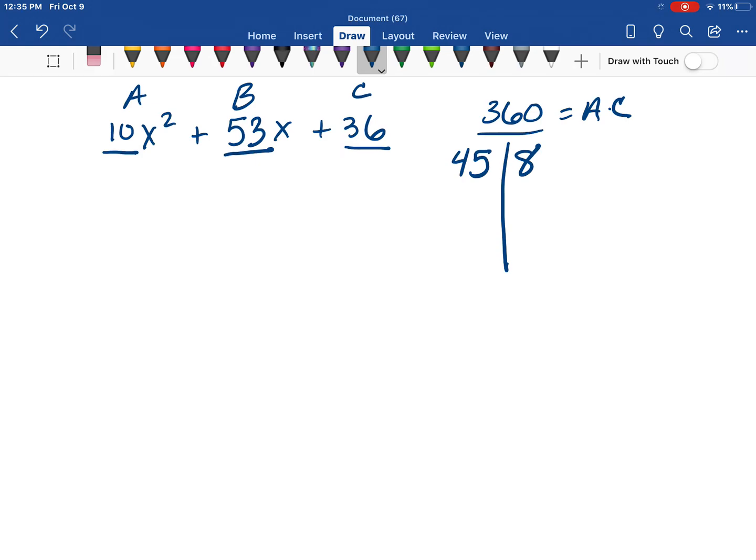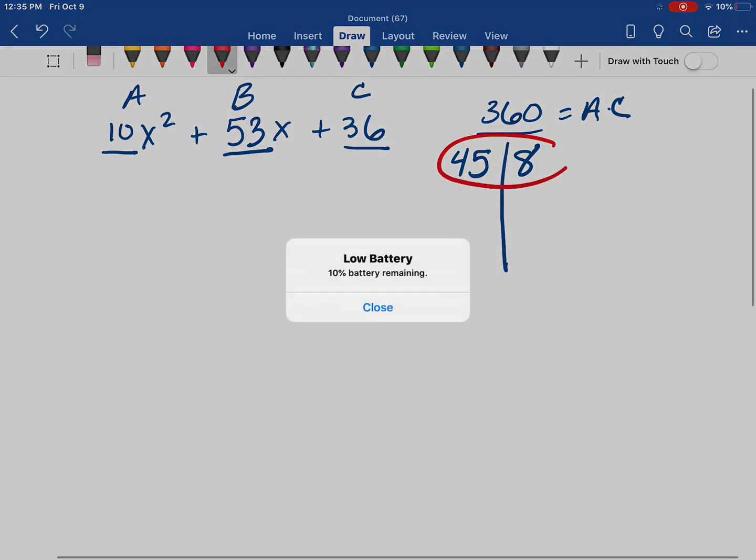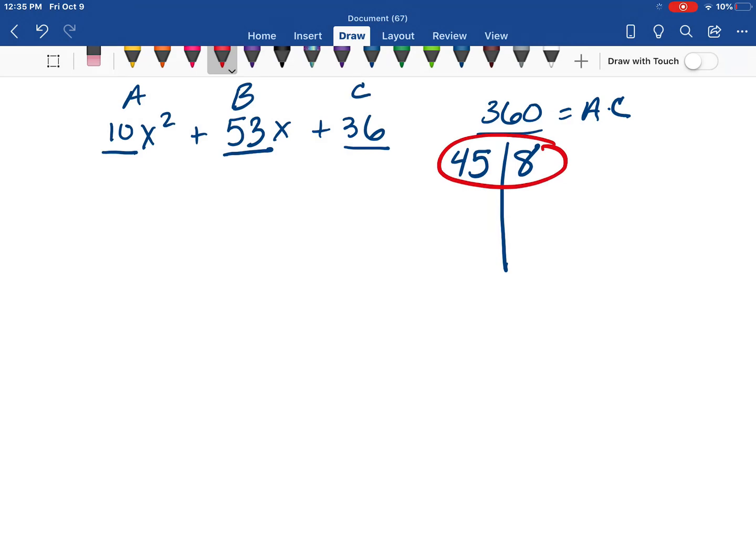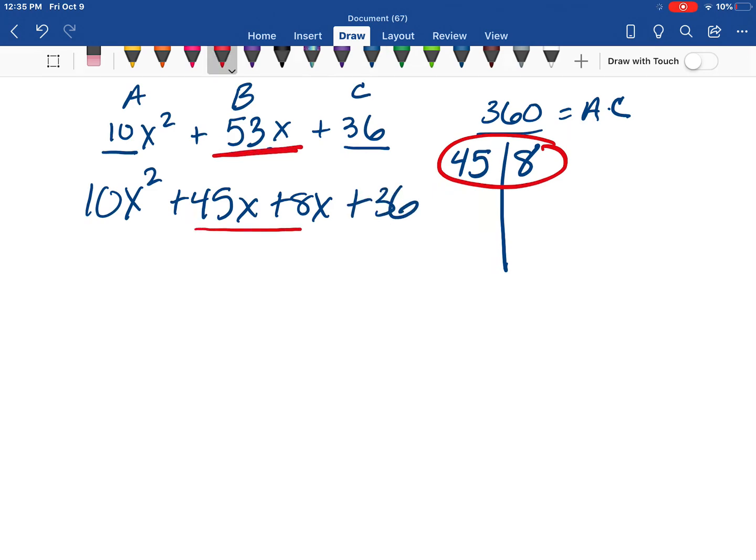If I take 45 times 8, that gives me 360. But if I add 45 and 8, I get 53, which is in the middle term, our value of B. So I'm going to use this combination to break down the middle term into two terms. I'm just going to carry down the 10x squared, and then I'm going to take that 53x and break it down and rewrite it as 45x plus 8x, and then I bring down the 36. So this 53x has now been rewritten as 45x plus 8x.